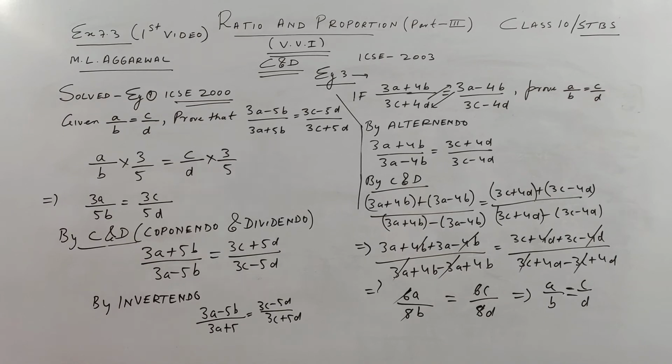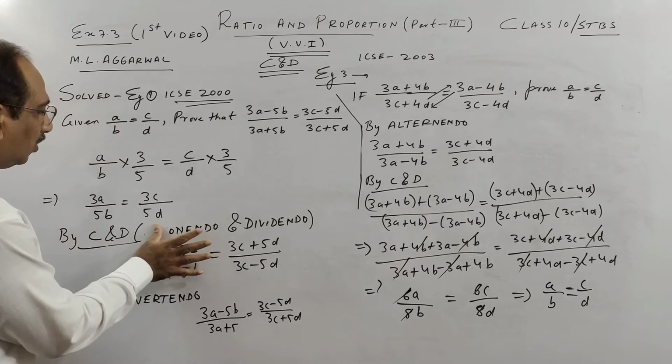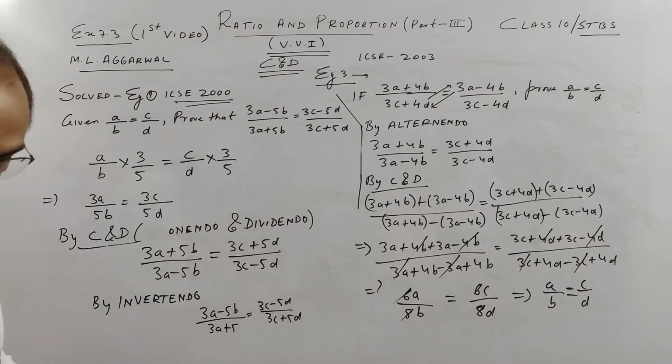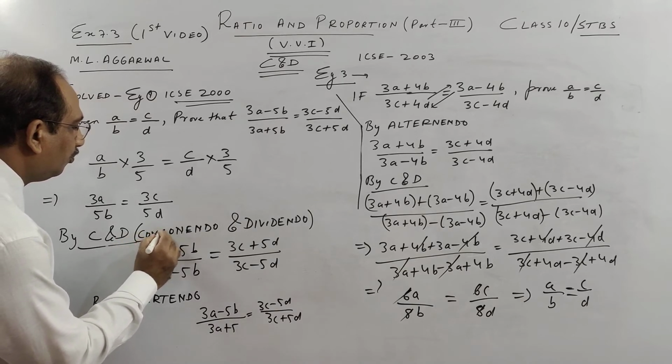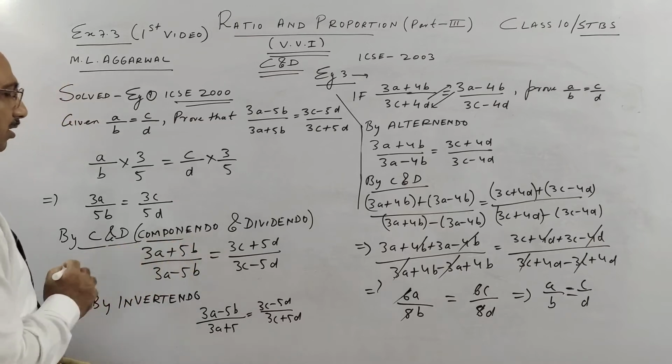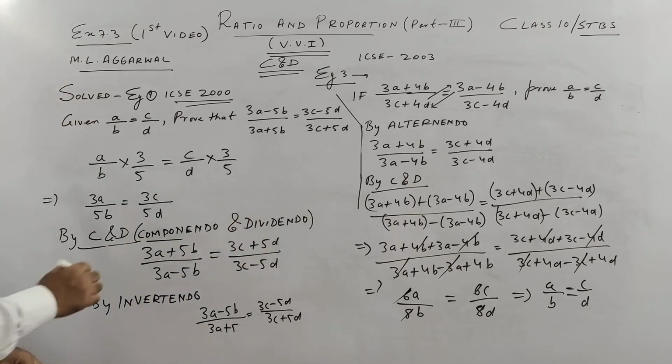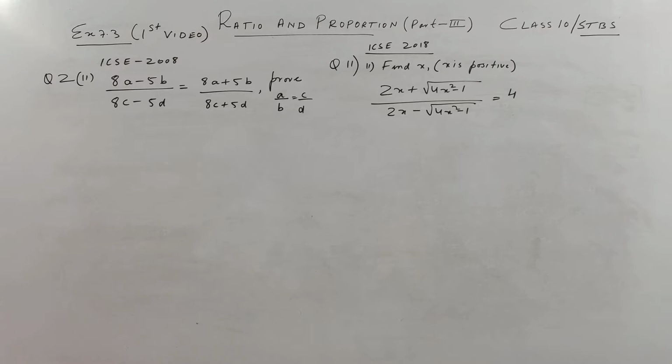So one small correction, children, you see here, I have missed out M here. So please see, this is componendo. Componendo, so M was missing. Componendo and dividendo. So make that small correction. Then we move on to the next question.